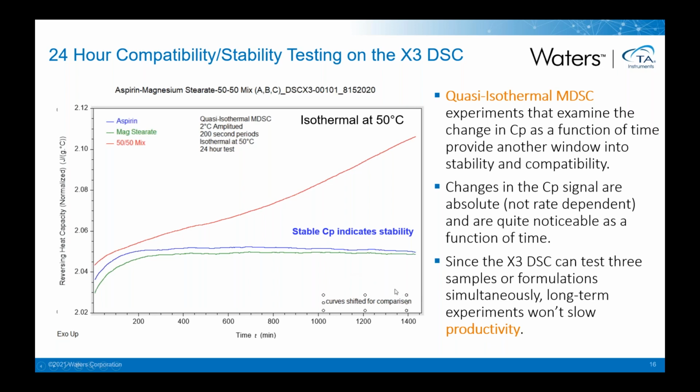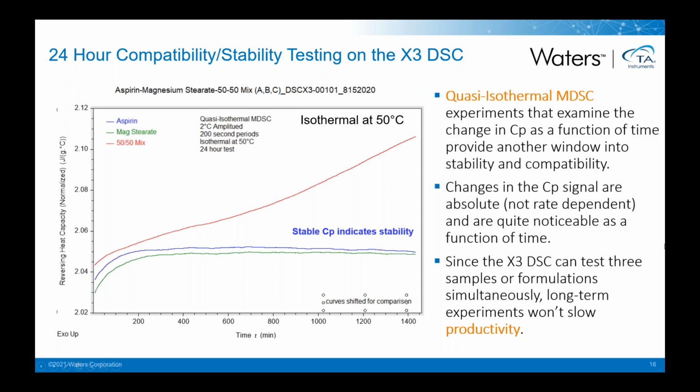You can see here, over this same 24-hour period, the aspirin and the mag stearate in the blue and the green curves are relatively stable throughout that entire experiment. But you can see that the red curve, which is the 50-50 mixture, shows a constant rise in heat capacity. And changes in heat capacity, as I mentioned before, are changes in structure, changes in mobility. And so the only conclusion that can be drawn here is that the 50-50 mixture, even held at 50 degrees, is not stable.